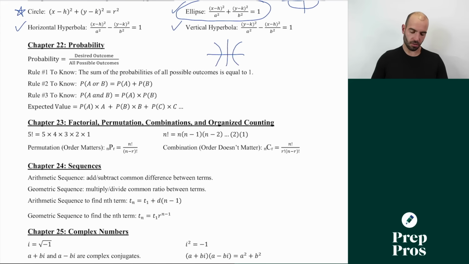Probability stuff, just make sure you know the basics. Remember, probability is your desired outcome over all possible outcomes. And then basically there are 3 rules to know for probability. Number 1: if we're talking about all these possible outcomes, they always have to add to 1. So that's rule number 1 to make sure you know.